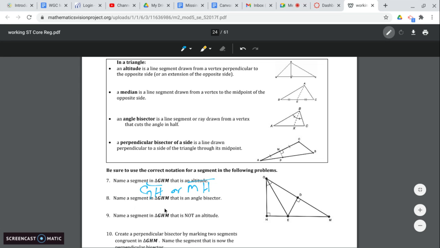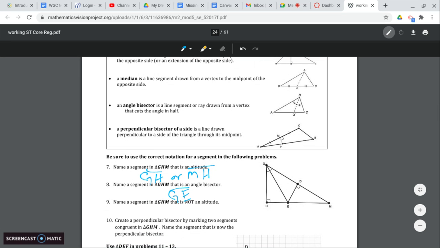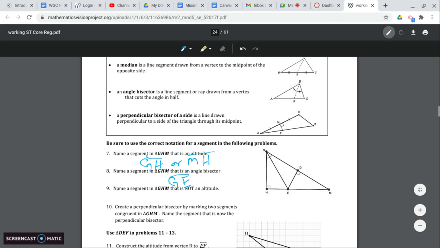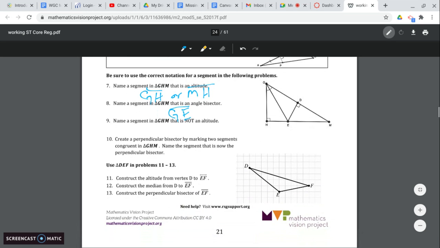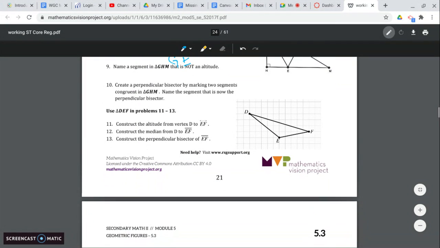All right, name a segment in GHM that is an angle bisector, so cutting the angle in half. What line segment would that be? It would be GE. It's cutting this angle right here in two. All right, so you're going to find a line segment that is not an altitude in GHM, and then you're going to create a perpendicular bisector. And you'll name the one that is currently the perpendicular bisector.